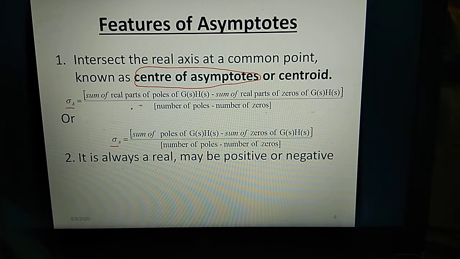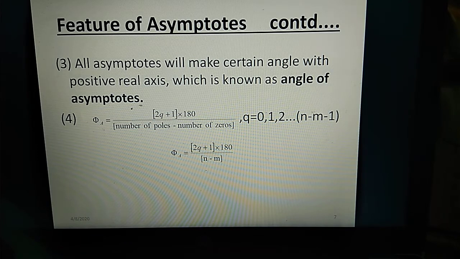One more property it has is that it always has a real part, no imaginary part, and it may be positive or negative. Now come to finding the angle of asymptotes. All asymptotes that are present form a certain angle with the positive real axis, and this angle is known as the angle of asymptotes, right? It can be obtained using the formula (2q plus 1) times 180 upon number of poles minus number of zeros, or (2q plus 1) times 180 upon n minus m, where n is the number of poles, m is the number of zeros, and q may be 0, 1, 2, up to n minus m minus 1, right?